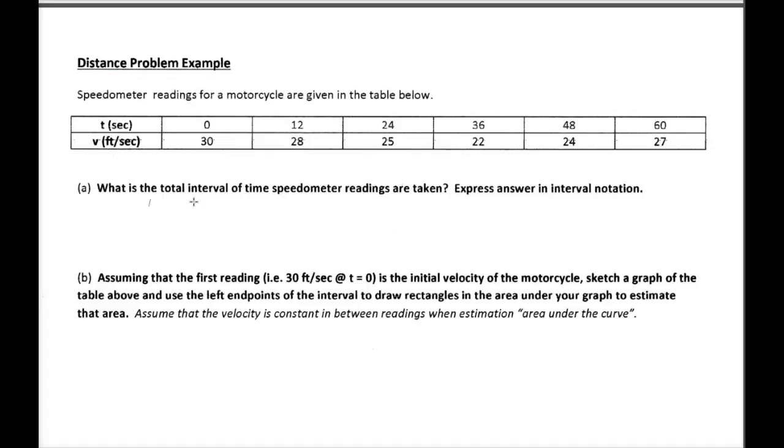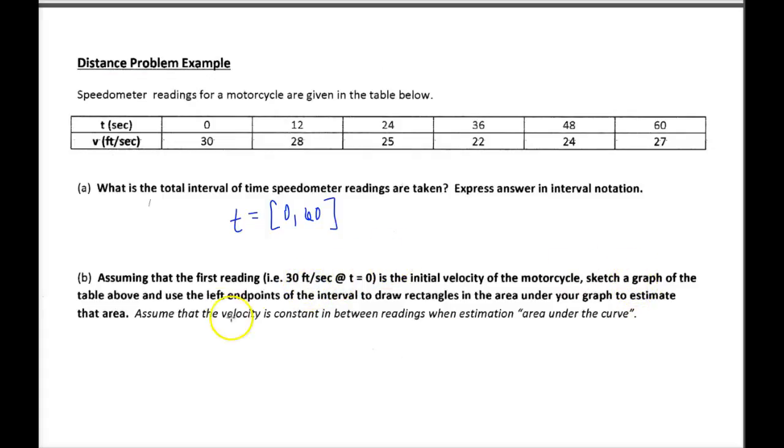So that means our distance is actually going to be in feet when and if we calculate that. The first thing we want to identify is the total interval of time over which speedometer readings are taken. Our time is just going to be from 0 to 60 seconds, or basically 1 minute. Assuming the first reading, 30 feet per second at time t equals 0, is the initial velocity of the motorcycle, that means it's already moving, but we start timing it at a particular instance where it's traveling 30 feet per second.